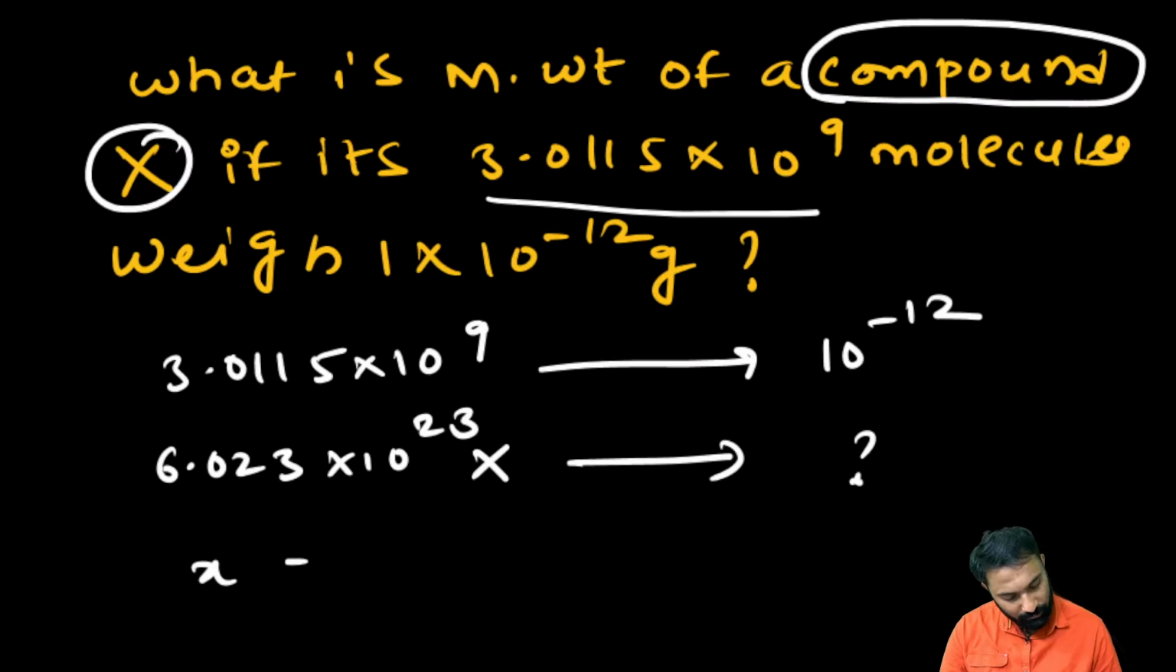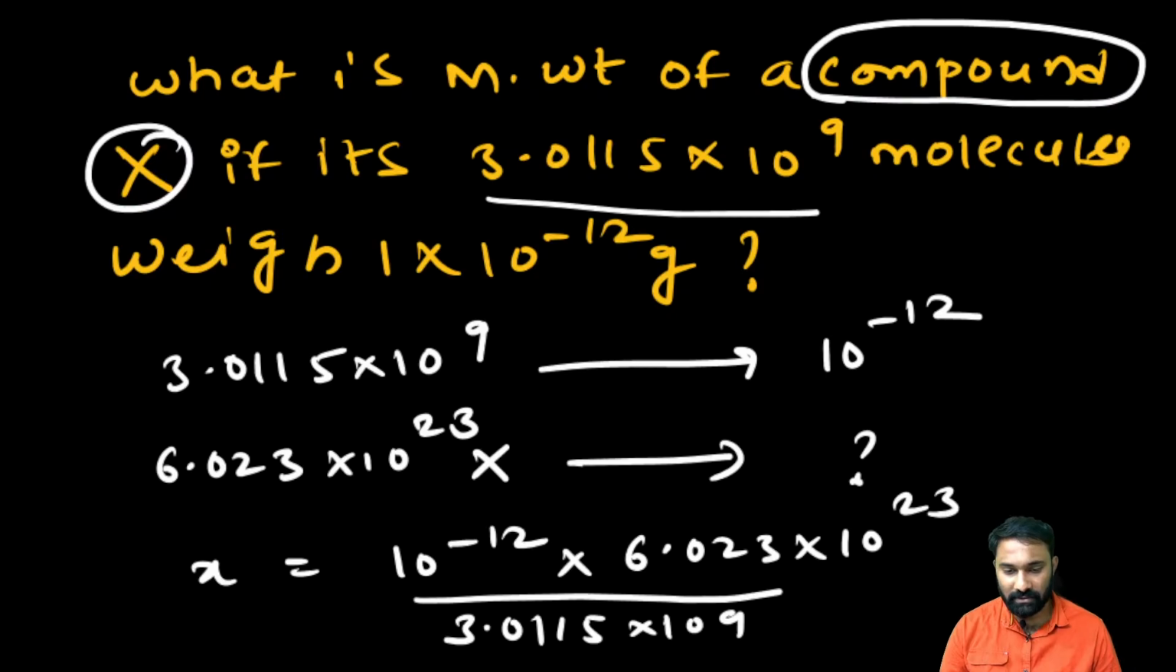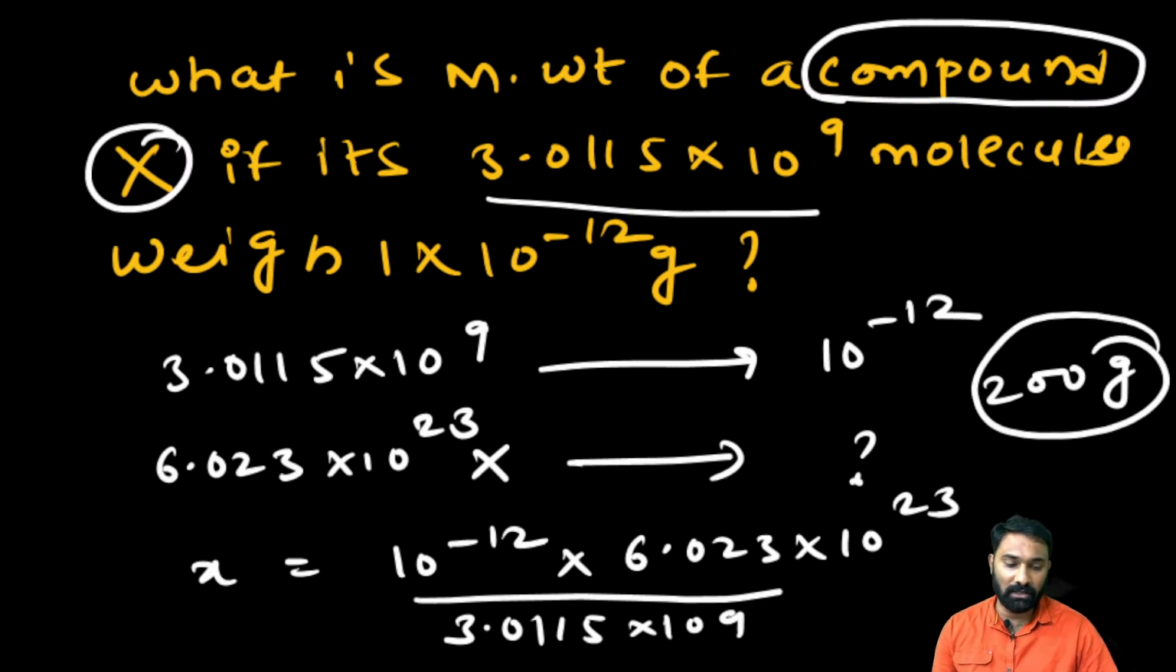X is equal to 10 to the power minus 12 into 6.023 into 10 to the power 23 by 3.0115 into 10 to the power 9. If you simplify, you will get approximately 200 grams. That's it. Cross multiply. Every time we take the reference from 1 mole, right? This time they have given the answer and are asking for the 1 mole, so we have to cross check from the reference. In the reverse manner we have to go.